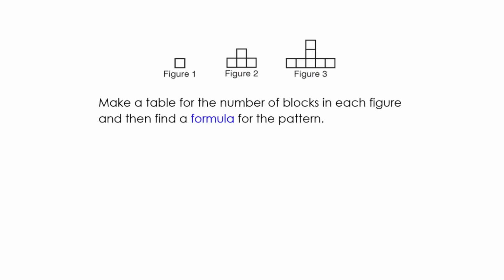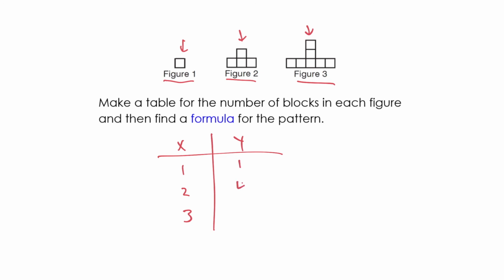Slide here, make a table. Let's do this. So we're going to make the table. So it's going to be x, y. So the x is this one right here. 1, 2, 3. The y is how many blocks there are. 1, 4, and 7. Okay, so now what we're going to do is find the gap. Plus 3 is the gap.